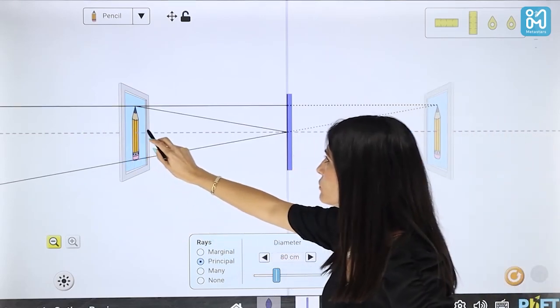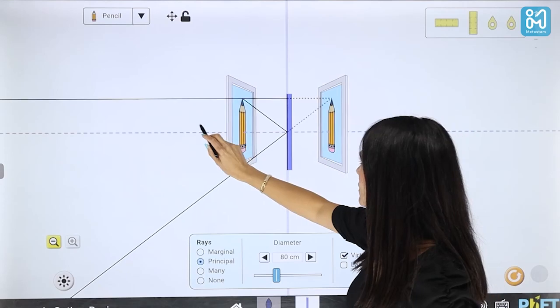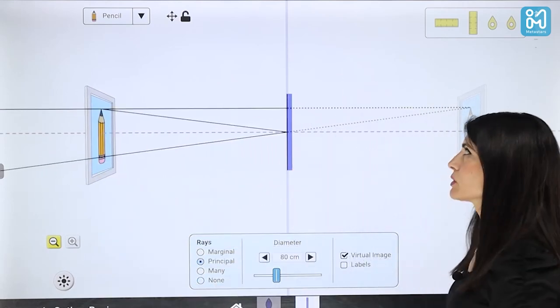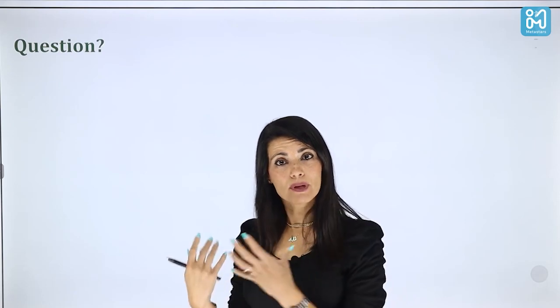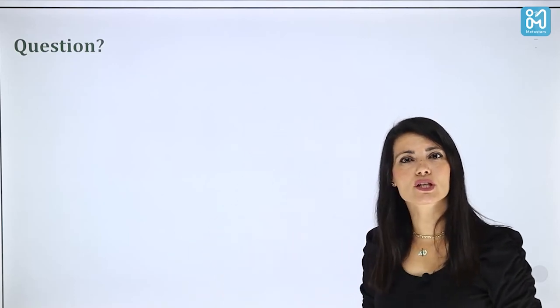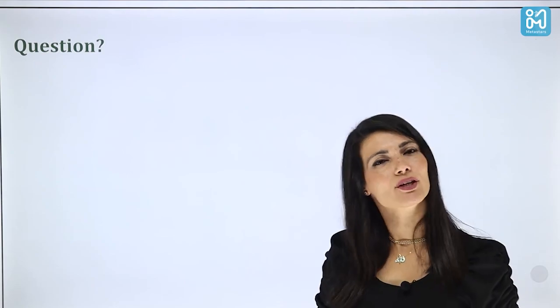We can actually move the object, as you can see. Whenever the object is close to the mirror, the image is also closer to the mirror. I hope you understood the law of reflection, the plane mirror type, and the types of reflection, which are specular and diffuse. Please solve the following question to check your understanding. Thank you for listening.